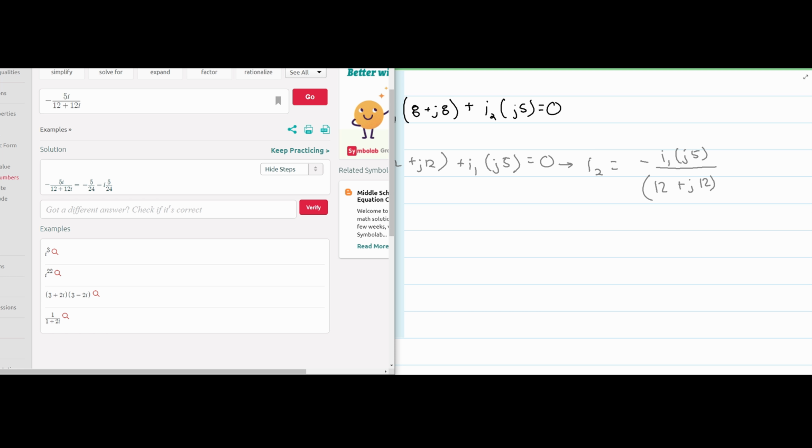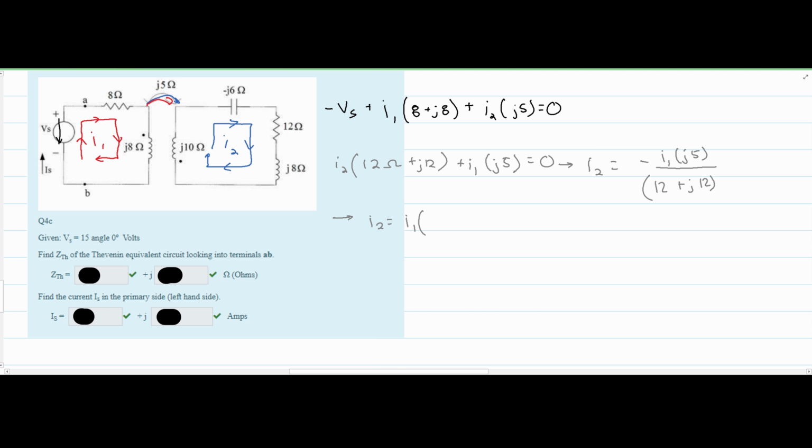And 5 divided by 24 is 0.208. So when we write this, I2 is equal to I1 times negative 0.208, and then minus J times 0.208. And this is our I2. We found it. We can plug it back into this part right here, and so that's what we're going to do. We're going to come down here and start writing this.